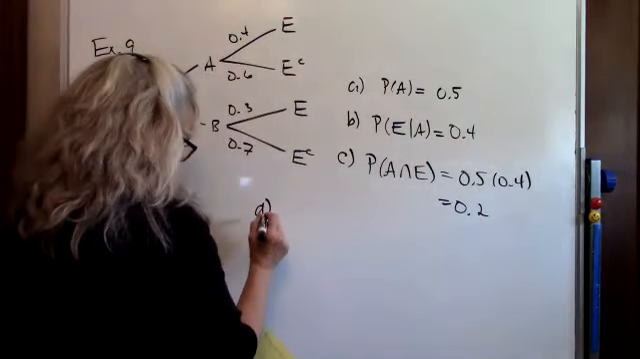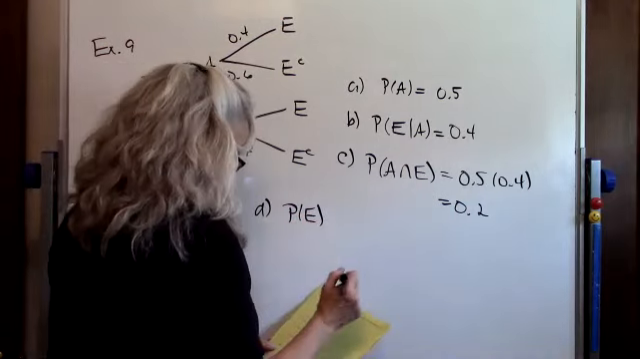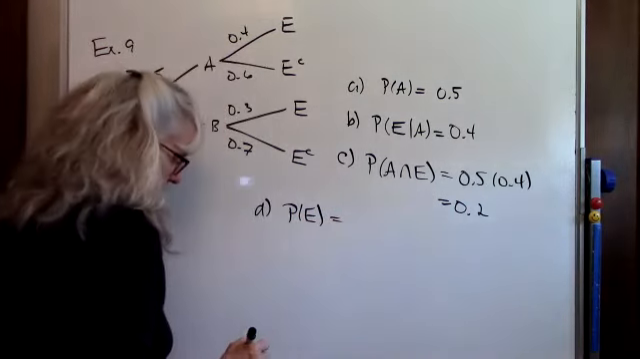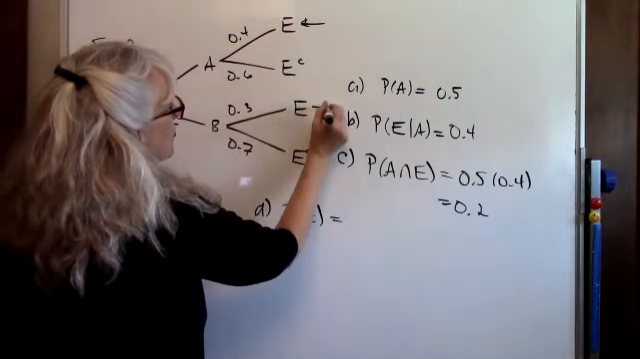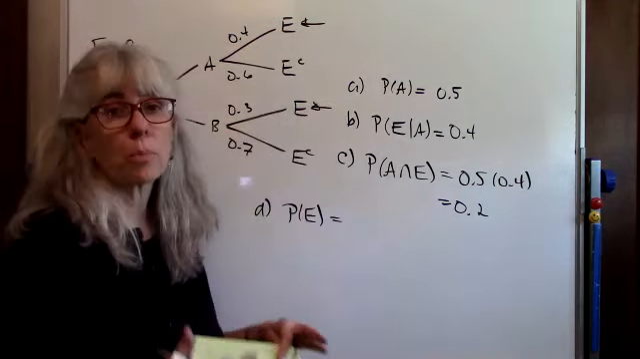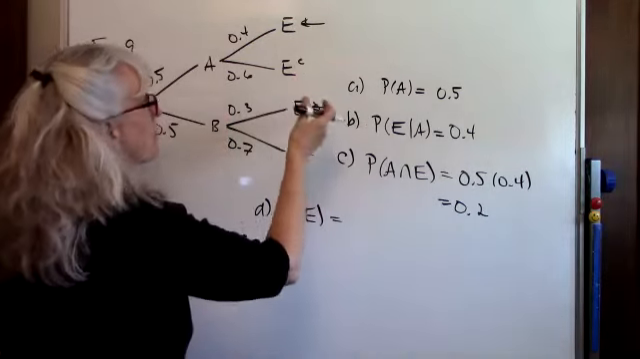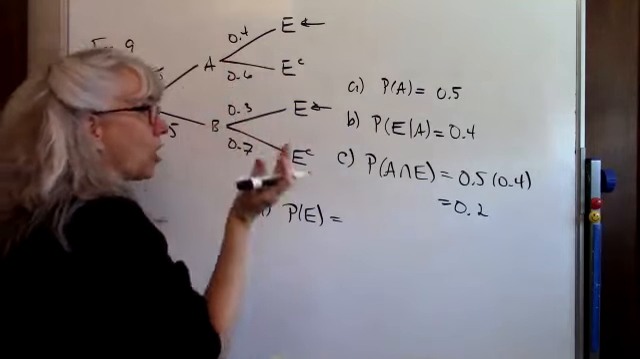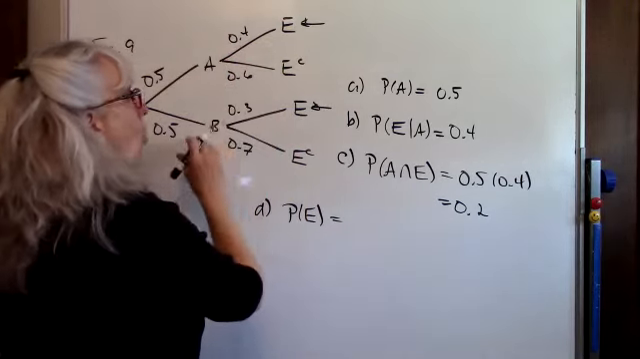Part D on that problem is asking for the probability of E. Well, the difficulty here is that E occurs in more than one spot. E is right here, and E is right here. And I need to account for both of them. That's why I can't just pick one answer off. In order for E to happen, A had to have happened. Also, B had to have happened. So A, E, or B, E.